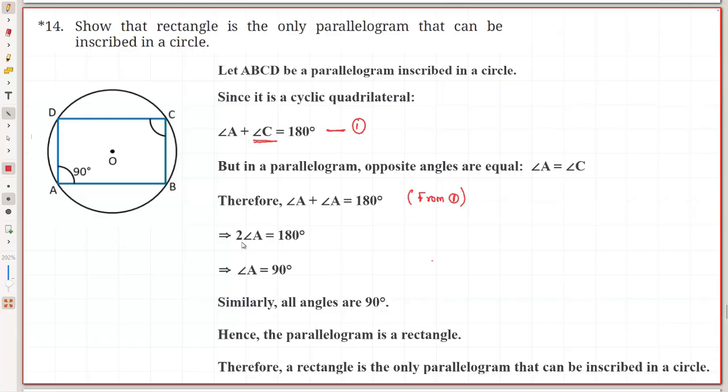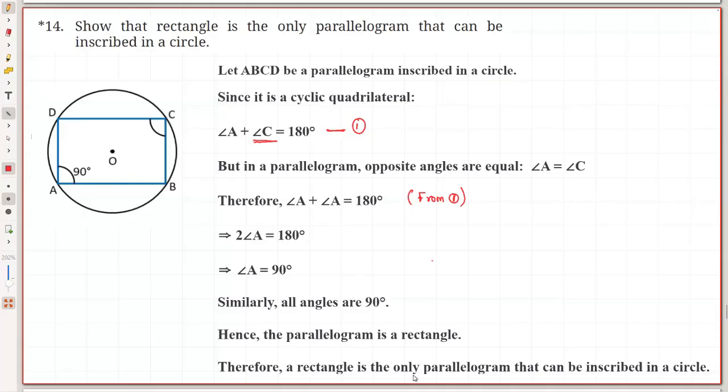Angle A plus angle A is 2 times angle A, equal to 180. Now take this 2 to this side. Angle A is equal to 180 by 2, which is 90 degree. I have proven one of the angles is 90 degree. A parallelogram with one of its angles 90 degree: automatically, one angle being 90 means all the angles will be 90 degree. So hence the parallelogram is a rectangle.